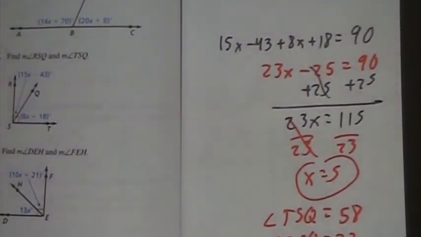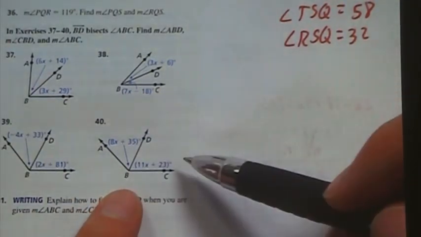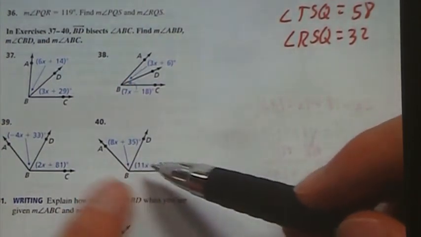And let me show you your last problem. I have one more for you guys. Number 40. And the reason why I want to show you this one is it uses the keyword bisect. Remember what bisect means? Bisect means cut in half. I'm going to zoom in a bit, but what the instructions say is BD bisects angle ABC, and then find the measure of angle ABD, angle CBD, and angle ABC. So lots of fun there. We're going to find 3 pieces. It's actually not that hard though, because once you find one section, you can find the other 2 sections real quick, and I'll show you how.